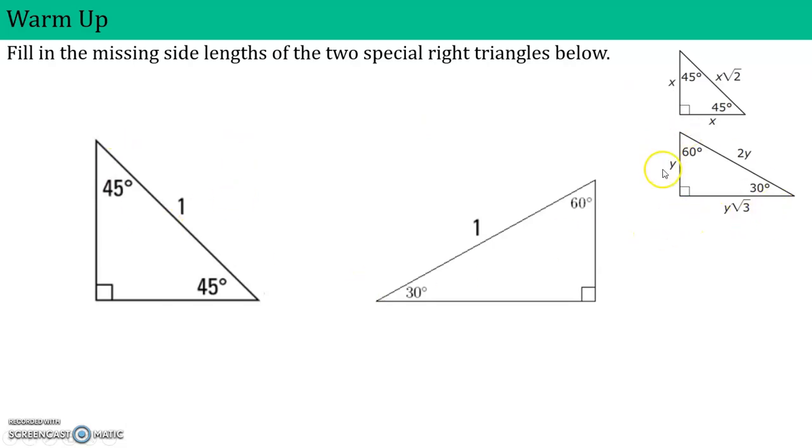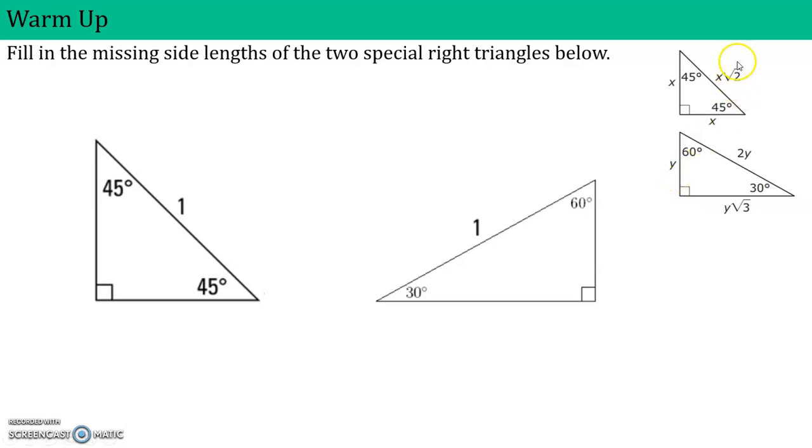For the 30, 60, 90 triangle, if you knew what y is, if you knew what this shorter leg was, you would multiply by 2 to get the hypotenuse. If you knew the hypotenuse, you would divide by 2 to get this leg. If you knew this leg, you would multiply by root 3 to get the leg opposite the 60-degree angle. And then if you knew this leg and wanted to know the shorter leg, which is the one over here, you would be dividing by root 3.